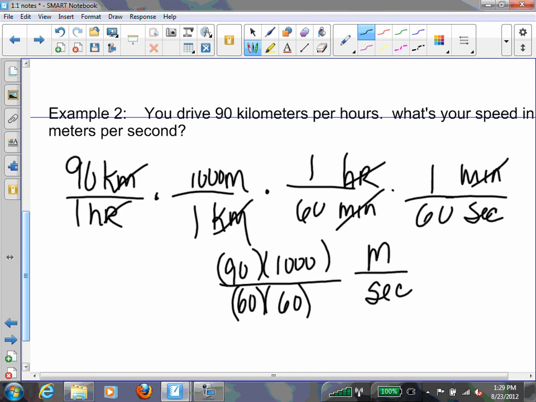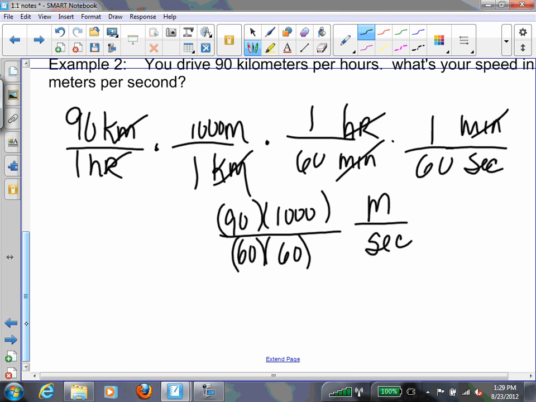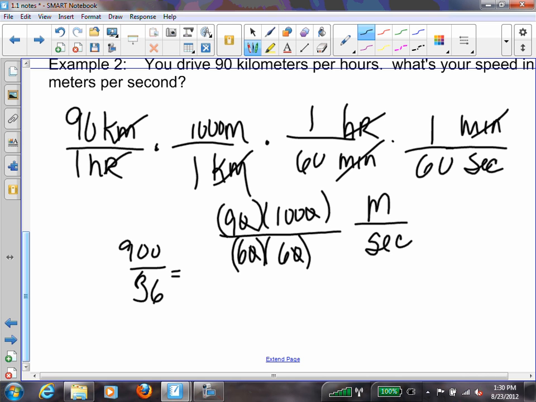What do you get? Something long? Well, I'm going to go ahead and just reduce these out. I'm going to get 900 over 36. What does that simplify down to? Does it come out cleanly, or is it a mess? 25? Oh, great. So that's 25 meters per second. Did you follow my math? Ask me a question.